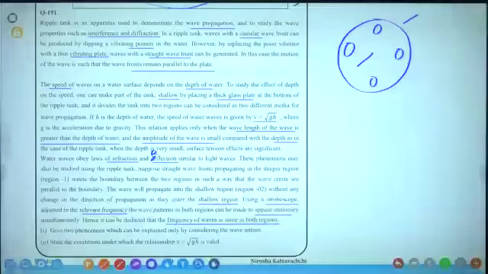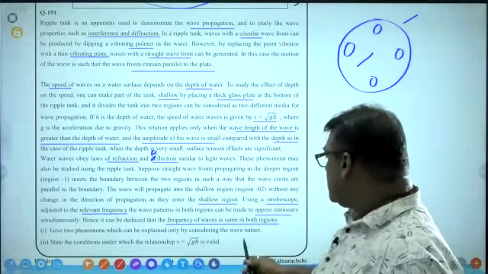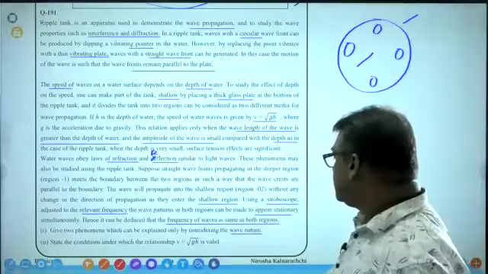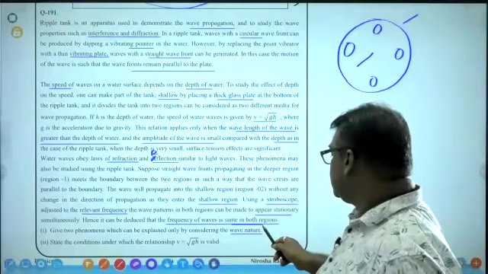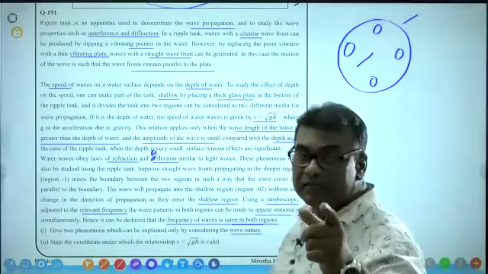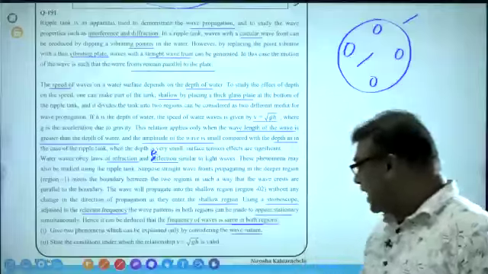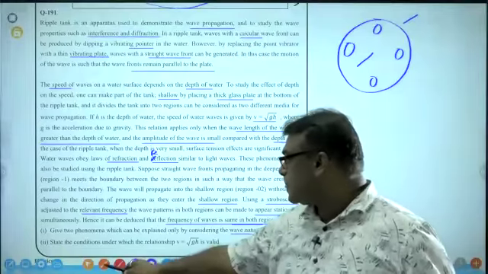Due to phenomena which can be explained by considering wave nature. Only wave nature, right? This is only wave nature. Diffraction and interference only. Diffraction and interference.